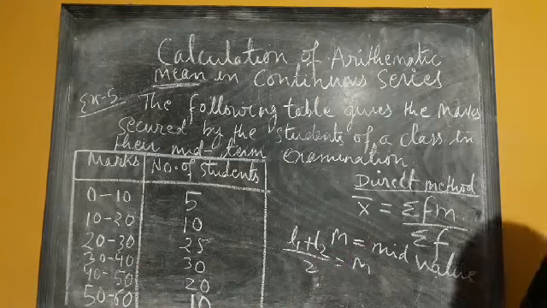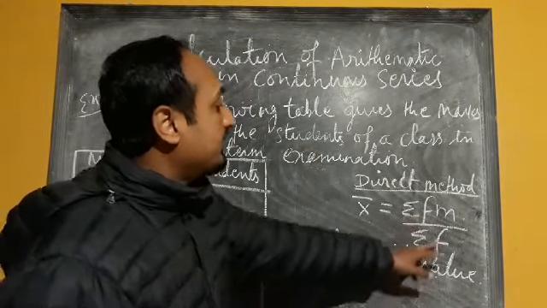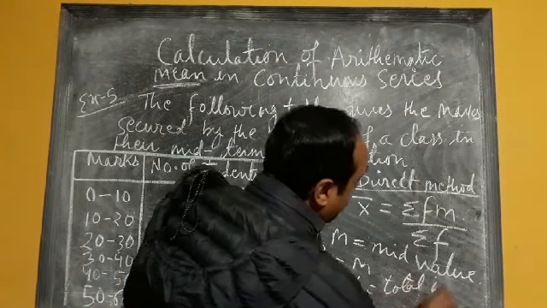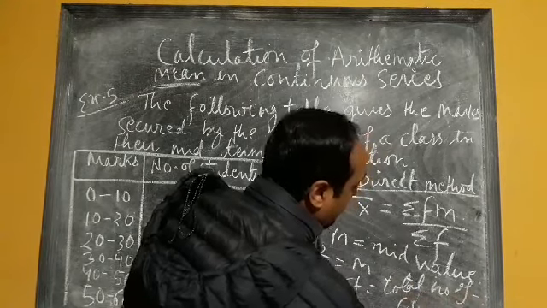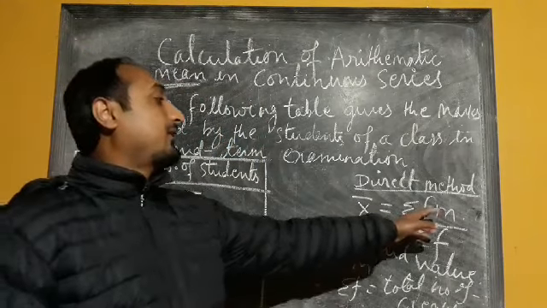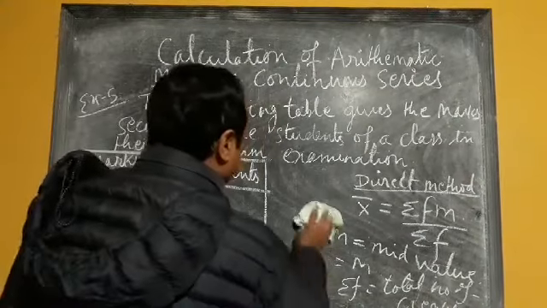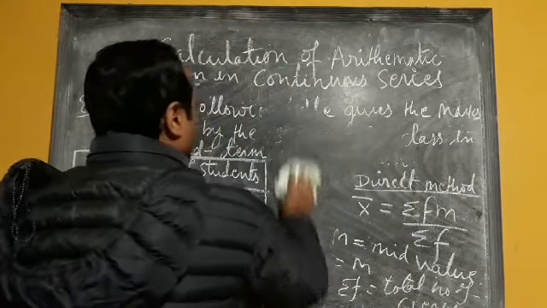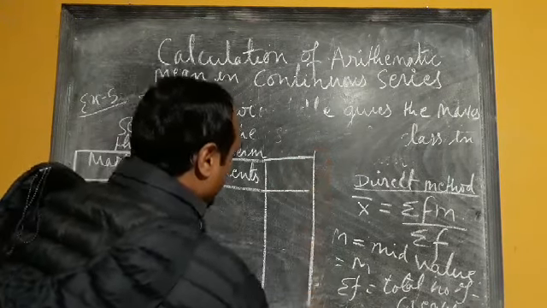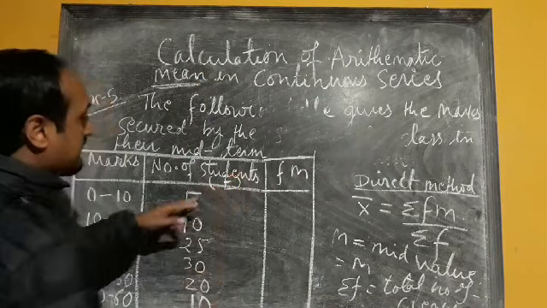I will show you. Now, according to our given formula, m is the mid value, f is the frequency, and summation f equals the total number of frequency. We have to find the value of summation fm. So here we have to make one more column, fm. Now this number of students is your f.